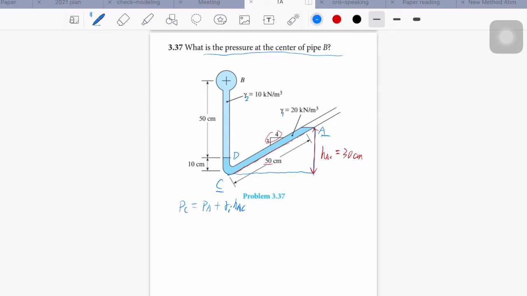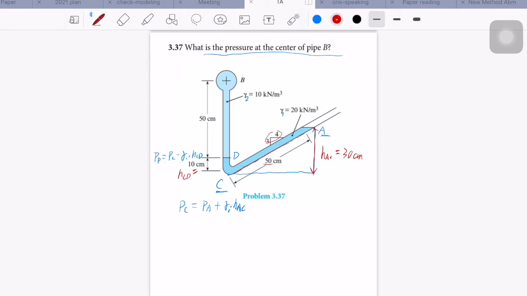Now we choose point C as the reference point, and we want to know the pressure at point D. We know point D is at a higher elevation, so we need to add the negative gamma times H. So PD should be equal to PC minus gamma 1 times HCD. And from this figure, we can determine that HCD should be equal to 10 centimeters.